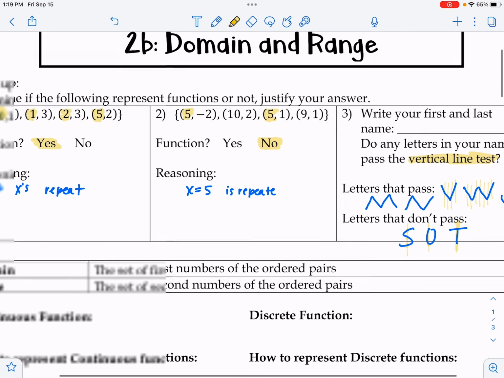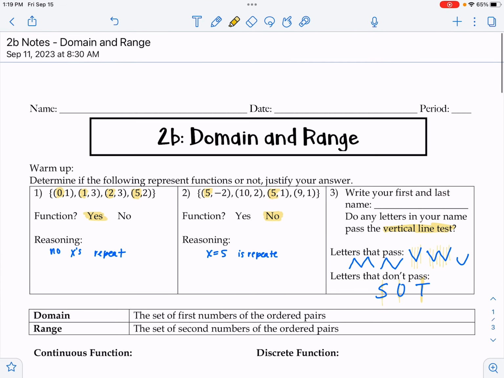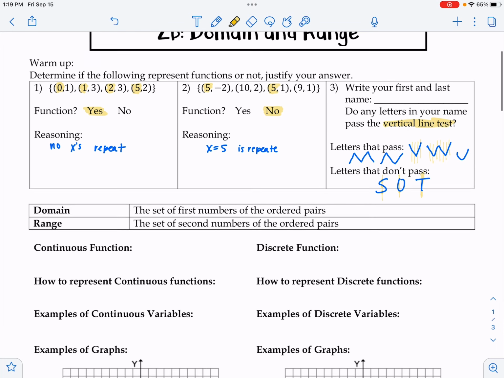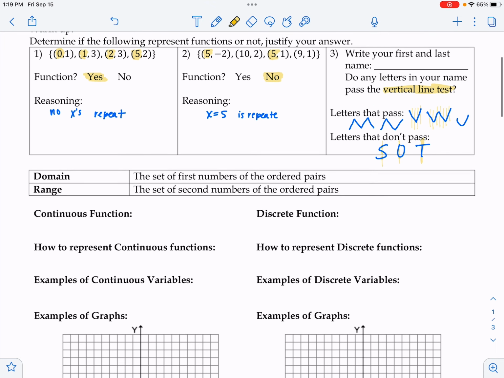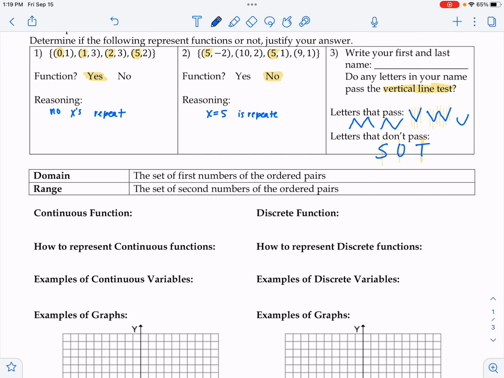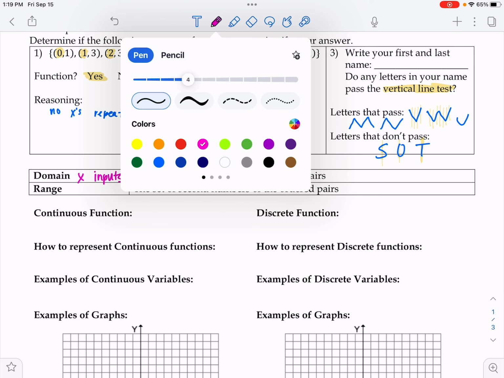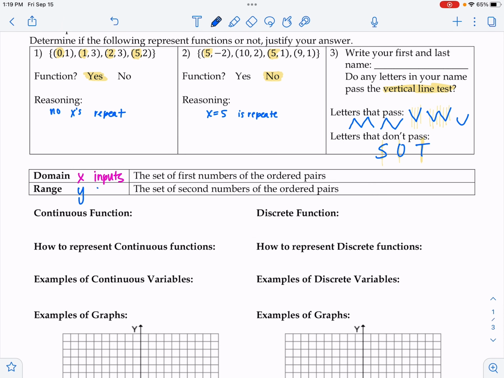Okay, and so that's how you determine if something's a function or not. If you have ordered pairs, just make sure x's aren't repeated. If you have a graph, make sure it passes the vertical line test. There's a lot of vocabulary here, but the main thing we're after today is domain and range. Domain is all your x's, it's all your inputs, whereas range is all your y's, it's all your outputs.